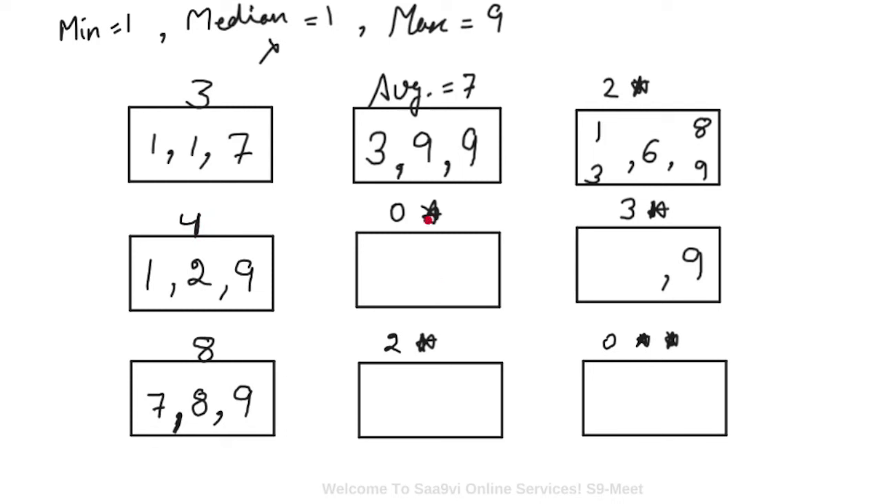Now this one, so 9 is not possible. Median 1 and minimum 1 both are not possible. Either minimum has to be 1 or median has to be 1. Now if median is 1, then minimum has to be also 1. That means this is also not possible. This has to be 1. No other condition is going to be met.